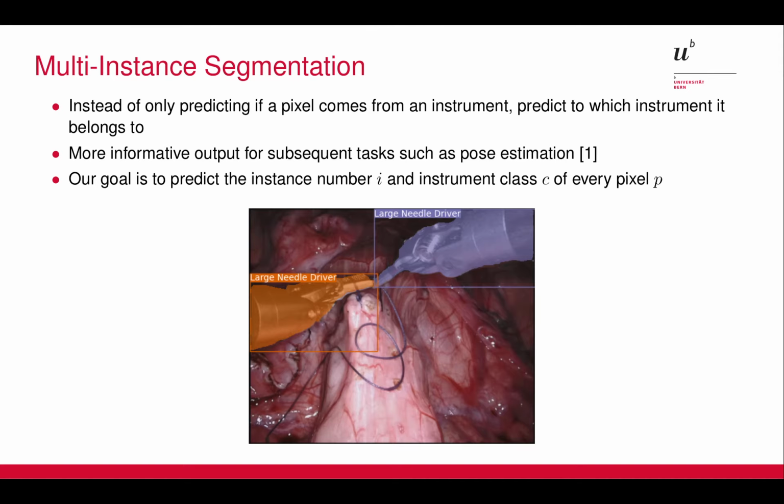hand. In order to provide instance-level information, we propose to use an instance segmentation method, where we assign every pixel P an instance number I and an instrument class C, where 0 0 is reserved for the background. This more detailed output is especially important for pose estimation methods, which rely on 3D CAD model registration.